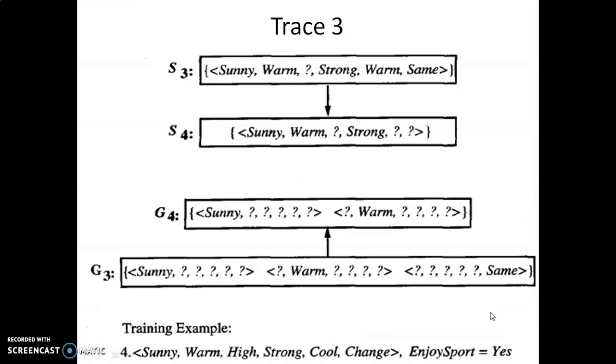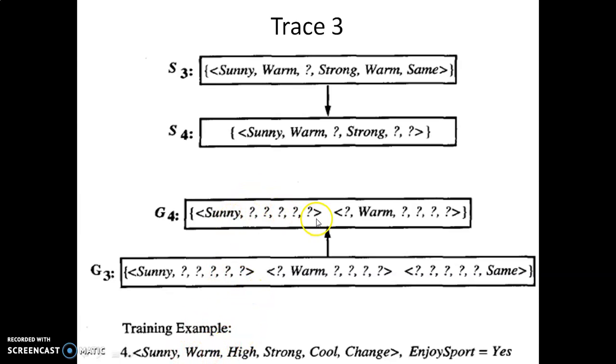Now considering the fourth example, for the specific hypothesis, what will we get? Sunny, warm, high, strong, cool, change. We compare this with S3 now. Sunny same, warm same, question mark is there, so question marks repeat here. Strong, here it is strong. Warm here, but in the example we have cool, so we replace it with a question mark. Then we have same, but here it is change, so again we replace it with a question mark. So we get S4.